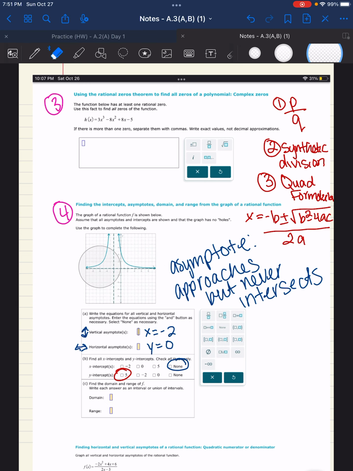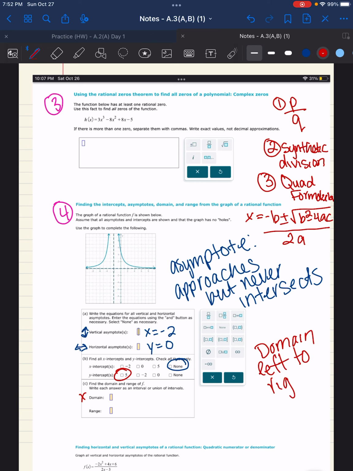Moving on to domain. Remember, domain are your x values, and you read them from left to right. When I go from left to right, notice there's an arrow here, which means it continues on and on and on to the negative side. It continues, but then it breaks here at -2.